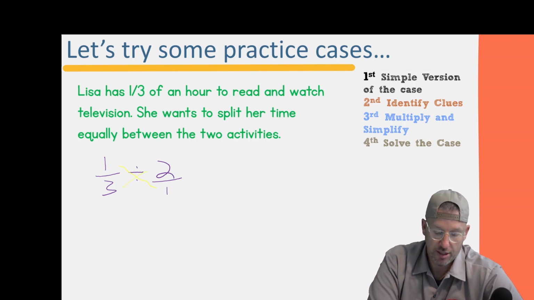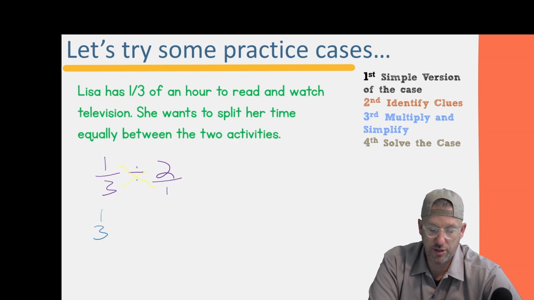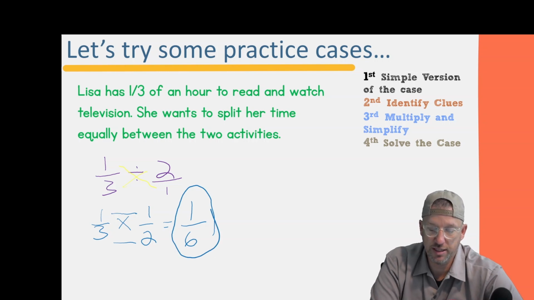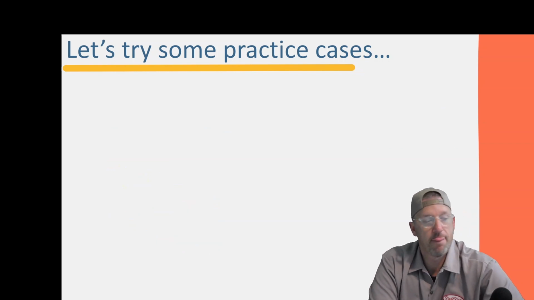Fine. So now we just do our little next trick, which is keep, switch, and flip. So let's keep, switch, and flip. 1/3, let's keep it. Let's turn that division into multiplication. And then let's flip our final fraction into 1/2. What's 1 times 1? It equals 1. What's 3 times 2? It equals 6. So Lisa is going to read for 1/6 of an hour, and then she's going to watch television for 1/6 of an hour. We have solved that case.